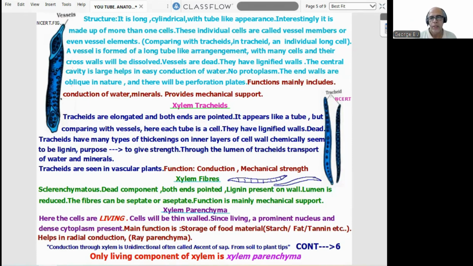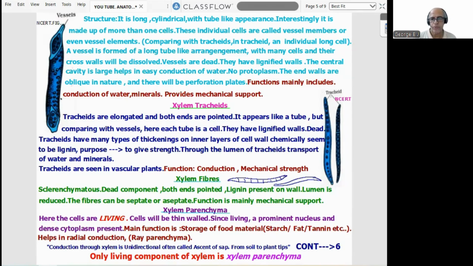By parenchyma. Now, conduction through xylem is unidirectional, often called ascent of sap, from bottom to upper side, from soil to plant tips. The only living component of xylem is xylem parenchyma. Fiber is dead, vessel is dead, tracheid also dead. So in xylem: vessel, tracheid, fibers, parenchyma, of which only parenchyma is living. Xylem vessel dead, tracheid dead, fiber dead. I think that part is clear.